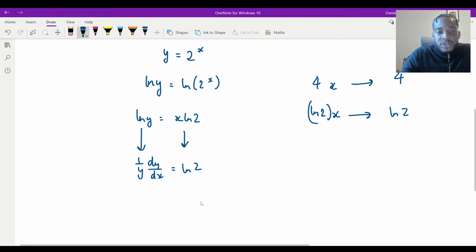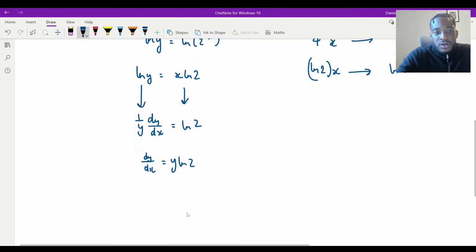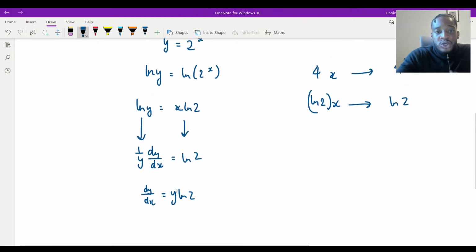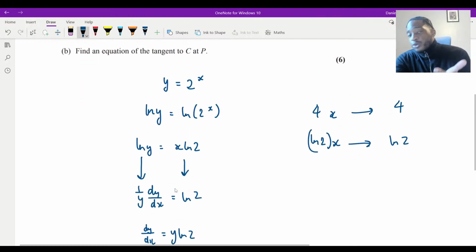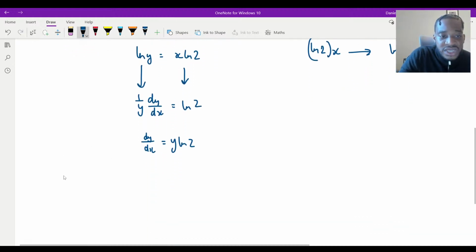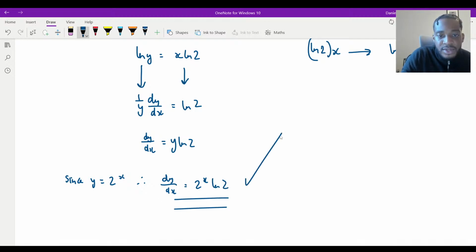And then now, dy dx, remember, is what we're looking for. If I rearrange that, dy dx is going to equal y ln 2. Now, we need to show that it's equal to 2 to the x ln 2. But remember, at the very beginning, we said y is equal to 2 to the x. So therefore, since y is equal to 2 to the x, that means that dy dx is equal to 2 to the x ln 2.